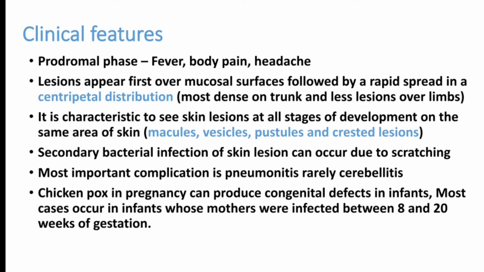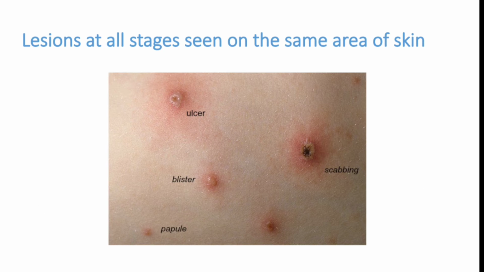Chickenpox in pregnancy can produce congenital defects in infants. So that is very important. So chickenpox during pregnancy can produce congenital defects. So you can see here the patient can have ulcers, blisters, papules, macules, scabbing, all can be seen in the same area. Okay, that is very important for chickenpox.